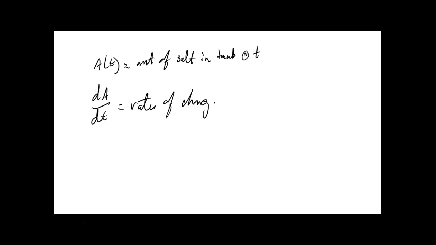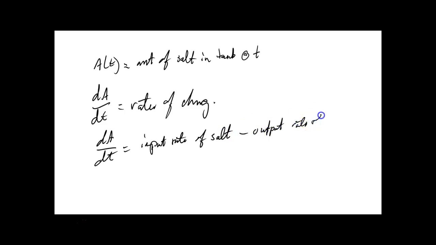Okay. So, since it's going out at the same rate, the flow is the same rate, but the rate of salt is different. And this is the amount of salt. So dA/dt is equal to the input rate of salt minus the output rate of salt. Now, the input rate we know. They gave us in the problem.